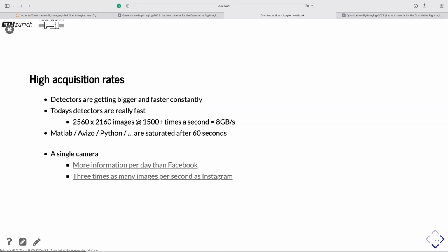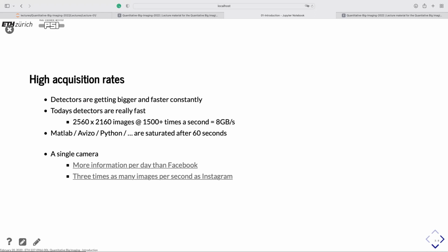So we have very high, I have already mentioned that we can produce a lot of data very fast, and the detectors are getting bigger and faster all the time. Today, we can get a little bit more than 2K by 2K images at a frame rate of 1,500 frames per second. That is 8 gigabytes per second. And different software become saturated with this data rate within 60 seconds. So you need to find a way to handle this flow of data in a good way.